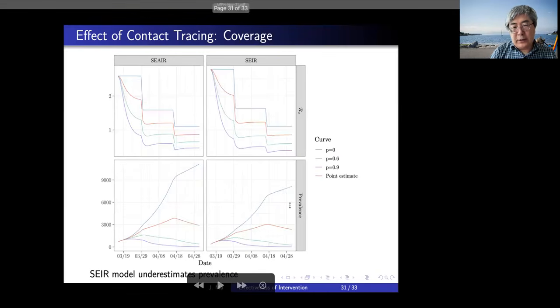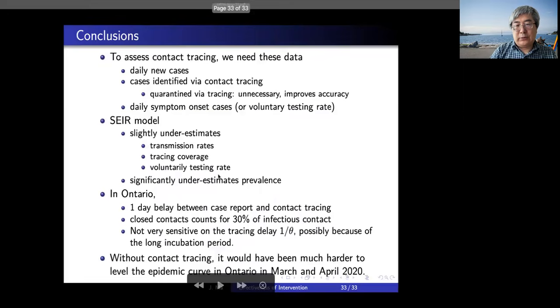And another thing I want to talk about is the number of cases, the prevalence. As you can see, even though the reduction in the reproduction number is not too big, the reduction in the cases is quite big. It's roughly reduced by more than half of the cases. On the other hand, if we use the SEIR model, it gives you a similar outcome, except that it underestimates the prevalence. That's all I want to talk about.